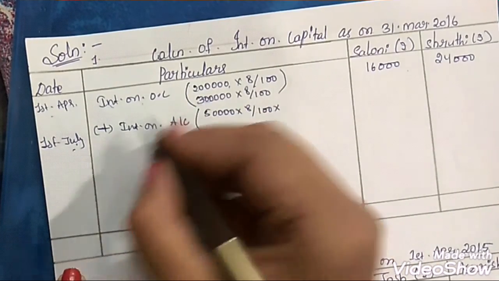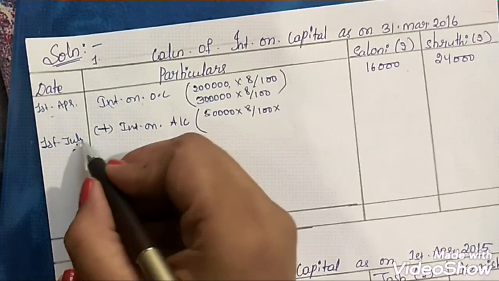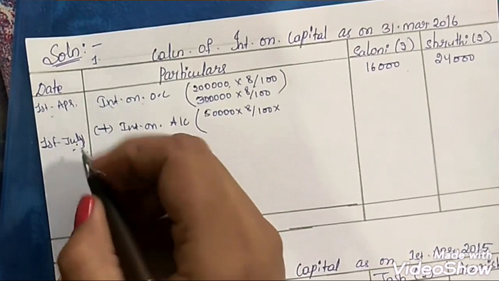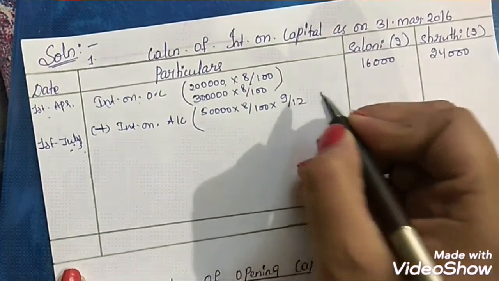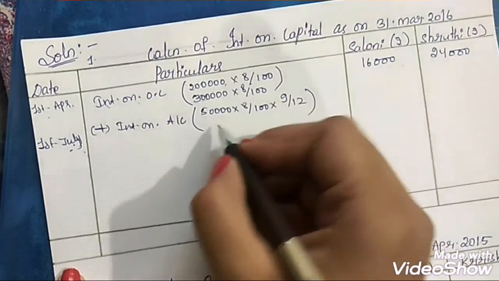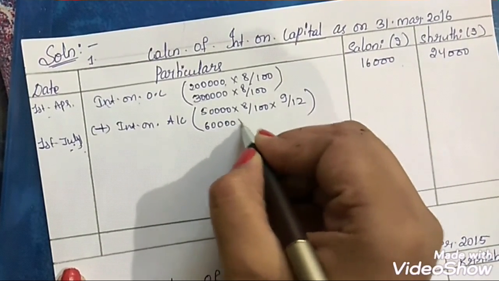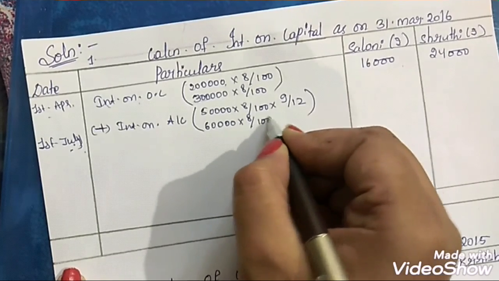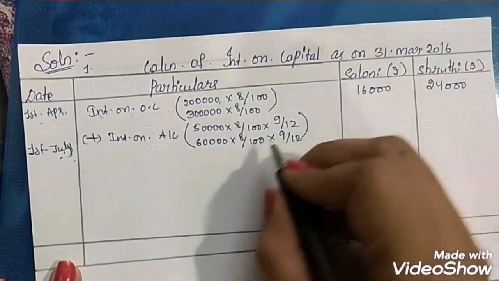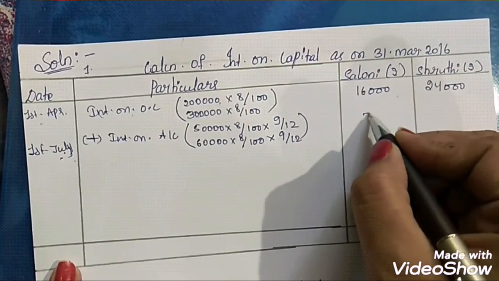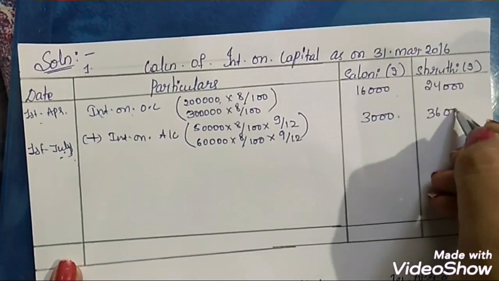So we need not pay interest for 12 months because the capital was introduced in the month of July. So from July to March it is 9 months. So what we have to do, we can do it as 9 divided by 12. Okay, so same for Shruti, rupees 60,000 is the additional capital and 8% of that, and for 9 months, right? So here the amounts will be for Saloni rupees 3,000 and for Shruti rupees 3,600.